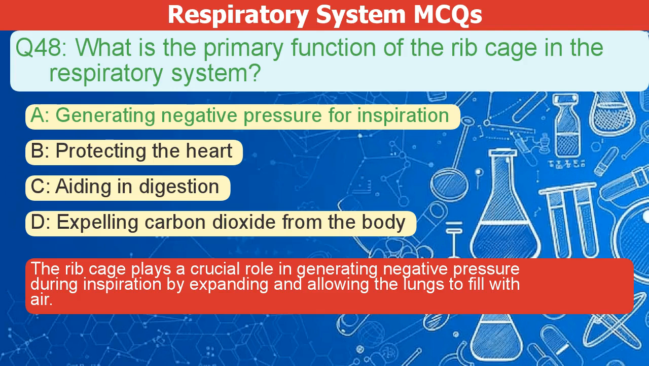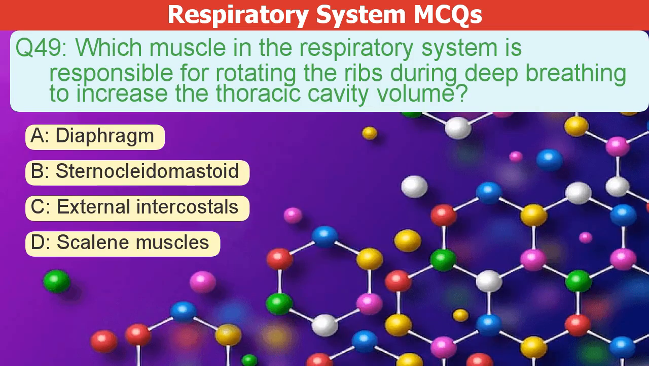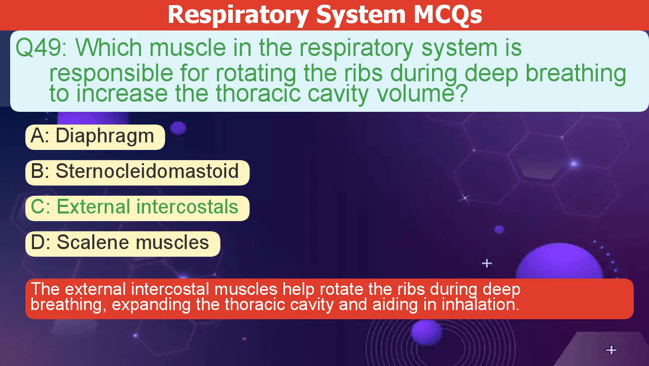fill with air. Which muscle in the respiratory system is responsible for rotating the ribs during deep breathing to increase the thoracic cavity volume? A. Diaphragm. B. Sternocleidomastoid. C. External intercostals. D. Scalene muscles. The correct answer is C. The external intercostal muscles help rotate the ribs during deep breathing, expanding the thoracic cavity and aiding in inhalation.